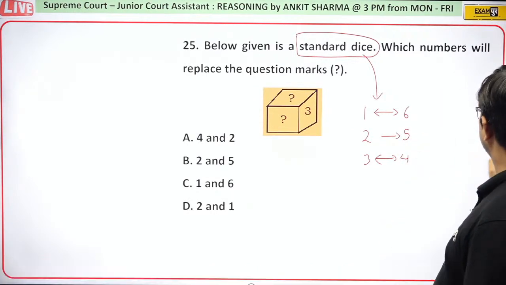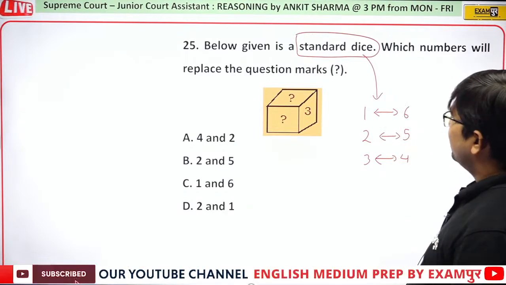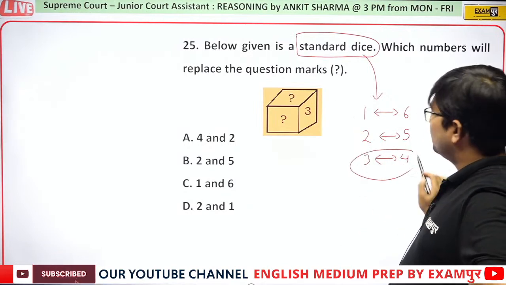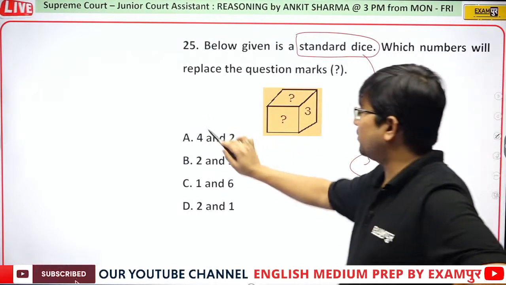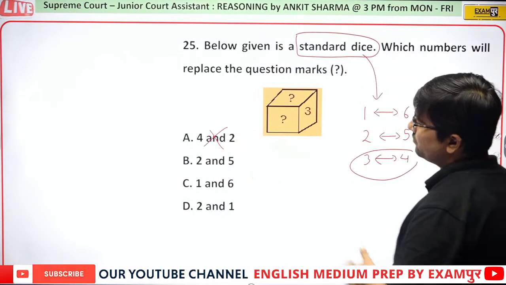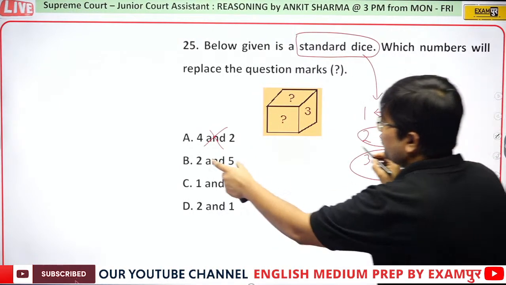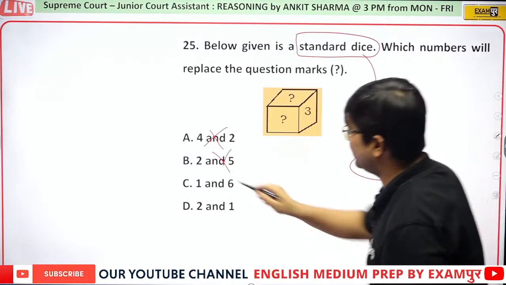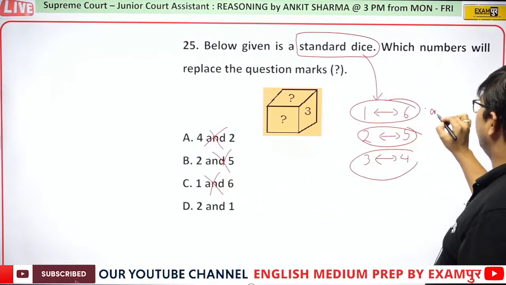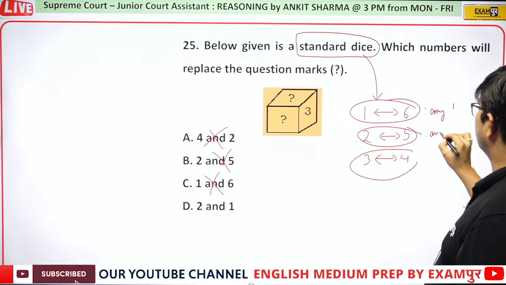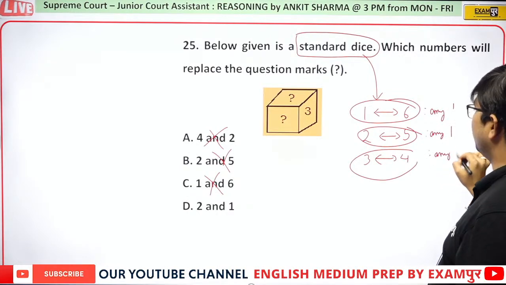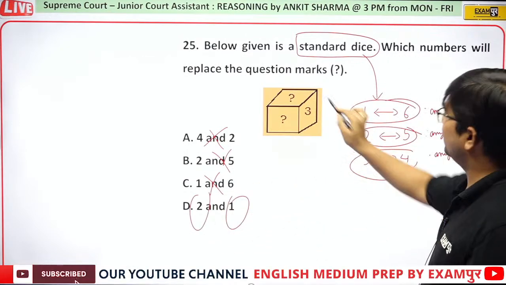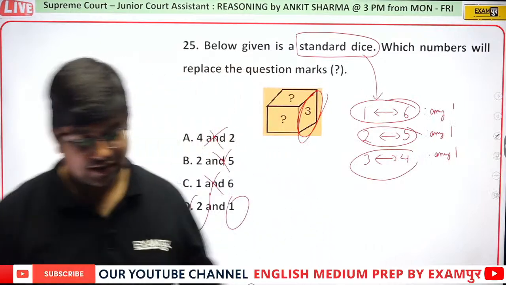Now what is to be done? See, which numbers will replace the question mark? Now opposite to 3 is 4, so certainly 4 will not be a part of this. So it is gone. My dear students, 2 and 5 are already the opposite faces, so both cannot appear over here. It is gone. 1 and 6 are already opposite faces, so both cannot be seen over here. It is gone. So the correct answer will be one in which from 1 and 6 any one, from 2 and 5 any one, from 3 and 4 any one. So that is why D is the right answer.